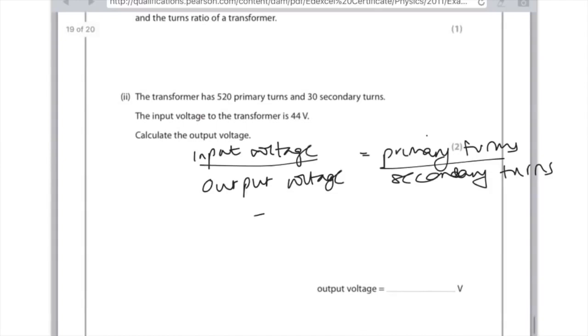The input voltage is 44. We're looking at the output, so I'm going to put X here. Primary turns is 520. Secondary is 30. It's up to you what maths you want to use to do this.